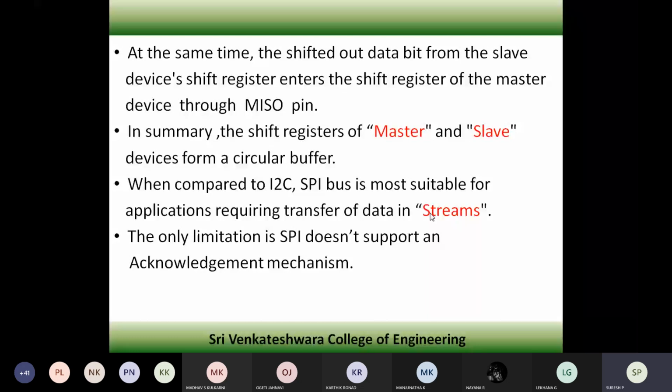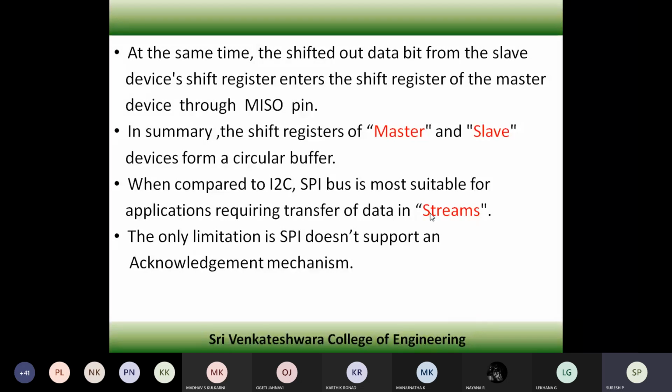So when it enters the shift register of the master device through the MISO pin, what does it indicate? It indicates that the data will be sent by the slave and the master is going to receive it. So now, in summary, the shift registers of master and slave devices form a circular buffer. Okay, so what does that mean? What is a circular buffer?